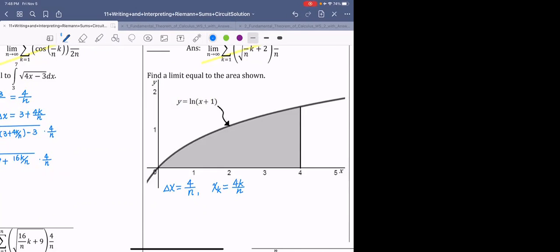So then it'd be the limit as n approaches infinity, and then k equals 1 and n at the top. And then it'd be ln of 4k over n plus 1, and then times 4 over n. There you go. Okay, very good.